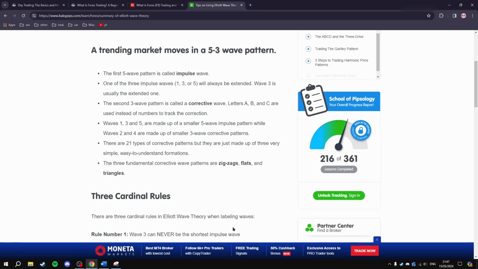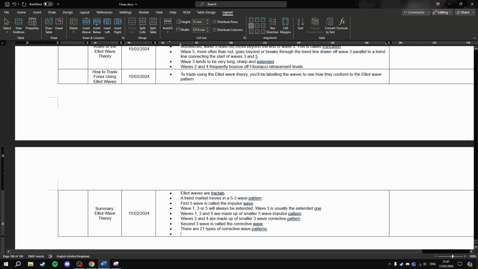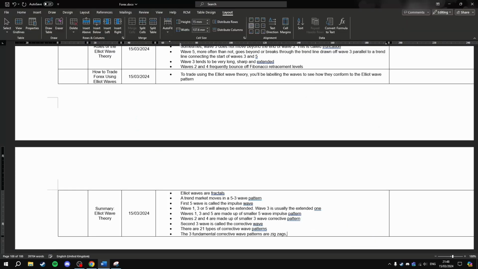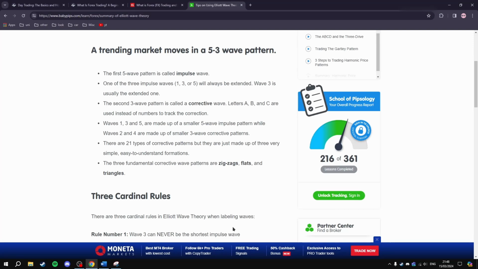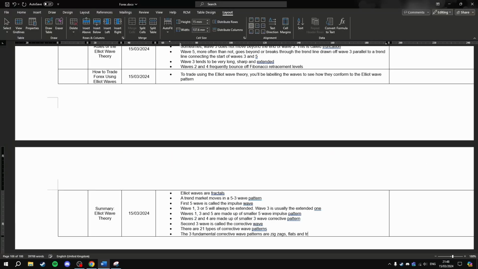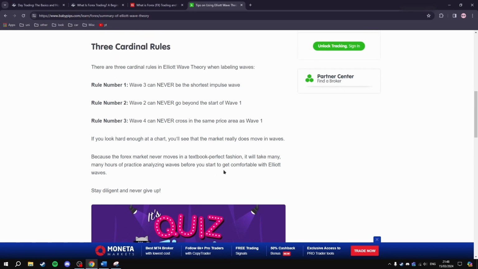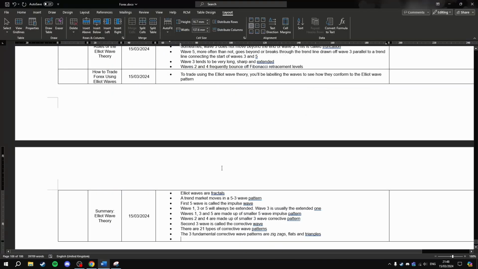The 3 fundamental corrective wave patterns are zigzags, flats, and triangles. There are 3 cardinal rules in Elliott wave theory when labeling waves.